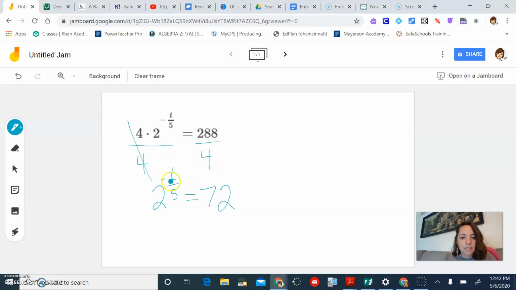And then we need to get this t by itself. It's in the exponent. So to get it out of the exponent, we are going to rewrite it as a logarithm. And the base is this 2.